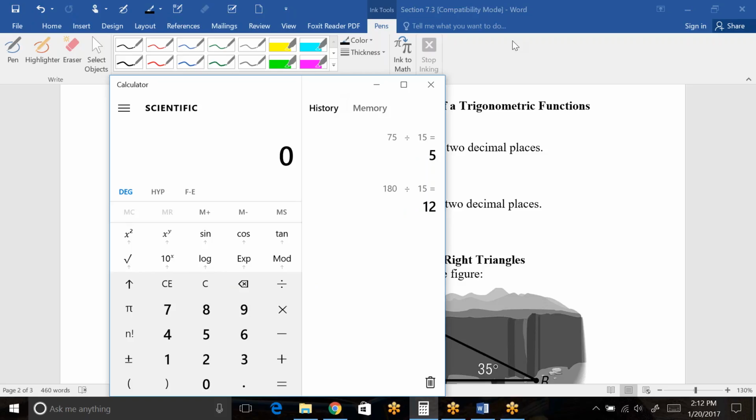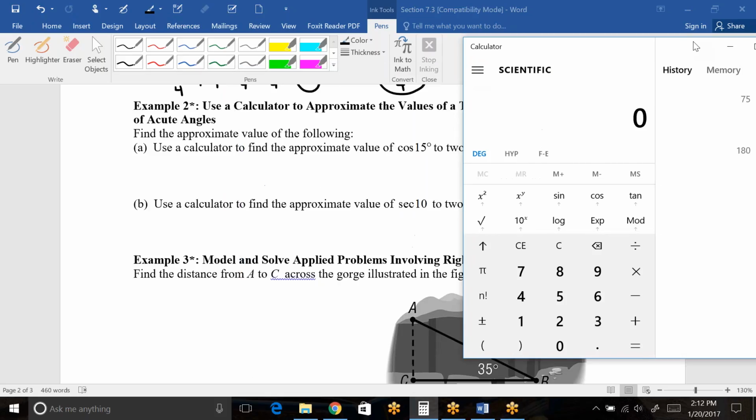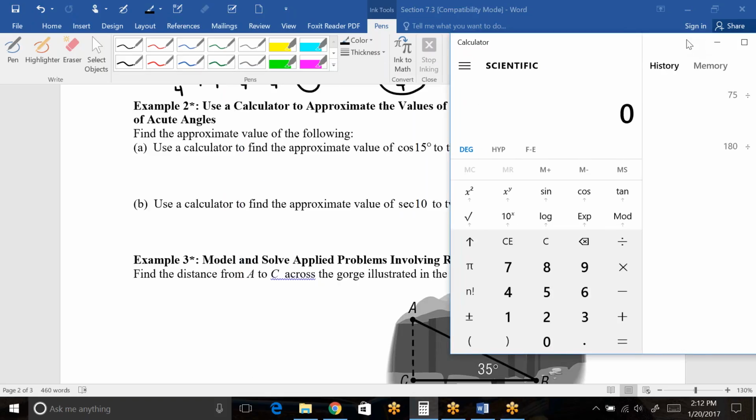So what we need to do, and depending on how your calculator works, you'll have to test this. Some calculators you have to enter in the degree first and then type in the cosine or the sine.